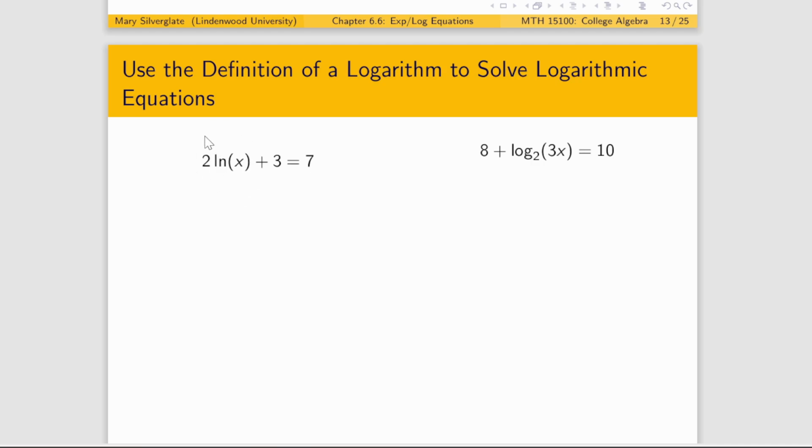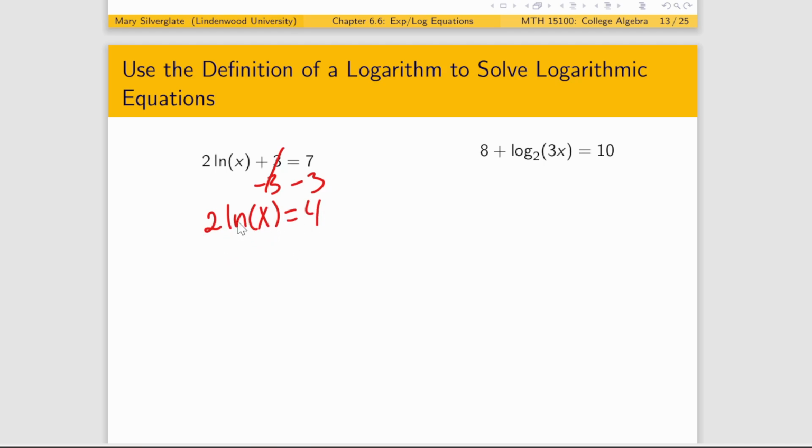So the first thing we want to do is basically solve for the log here. So we're going to kind of treat natural log of x as though it's a variable. And if I'm treating that whole thing like it's a variable, what's the first thing I want to undo? I want to undo adding 3. So I'm going to subtract 3 on both sides. 3 minus 3 makes 0. I'm left with 2 natural log of x is equal to 4.